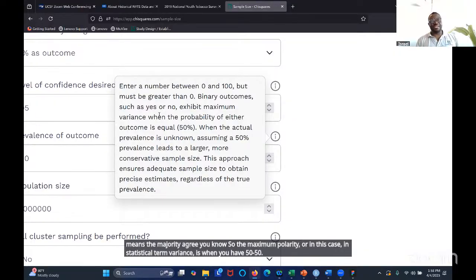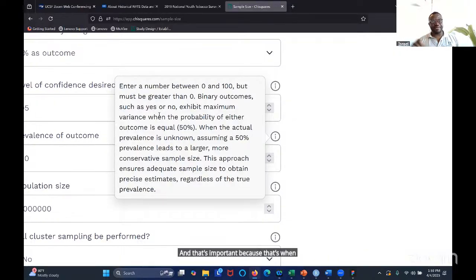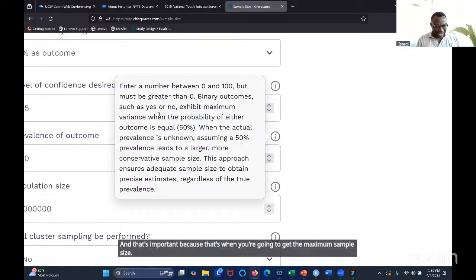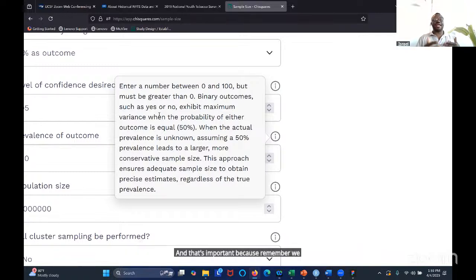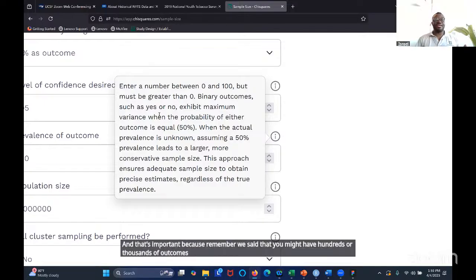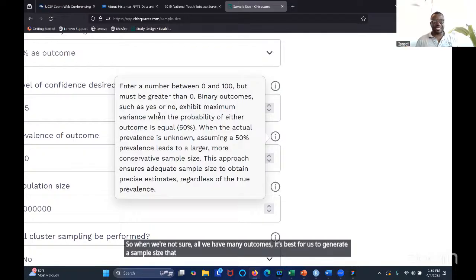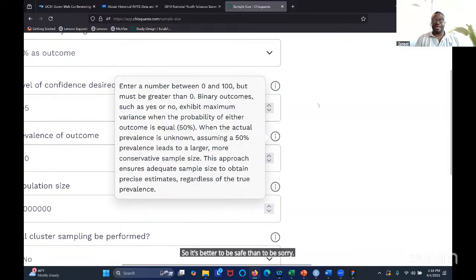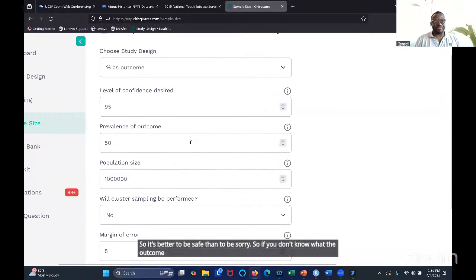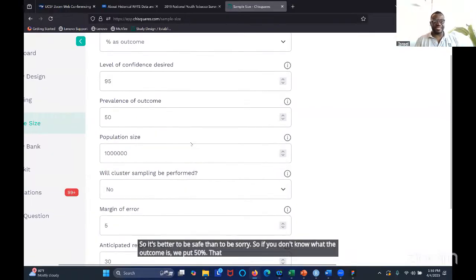And that's important because that's when you're going to get the maximum sample size. Remember we said that you might have hundreds or thousands of outcomes. The last thing you want to do is use a sample size that covers some needs, but not all needs. So when we're not sure, or when we have many outcomes, it's best for us to generate a sample size that is the maximum that we could get. So it's better to be safe than to be sorry. So if we don't know what the outcome is, we put 50%. That's the basis for putting 50%.